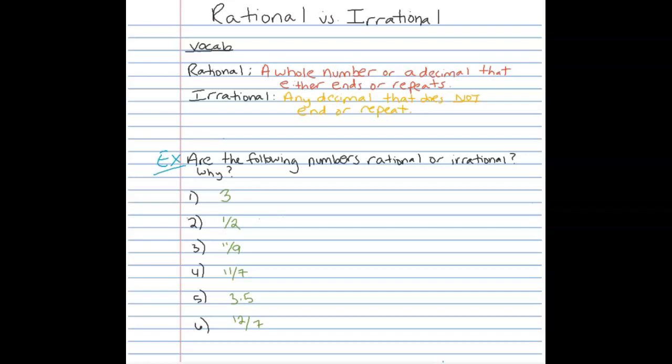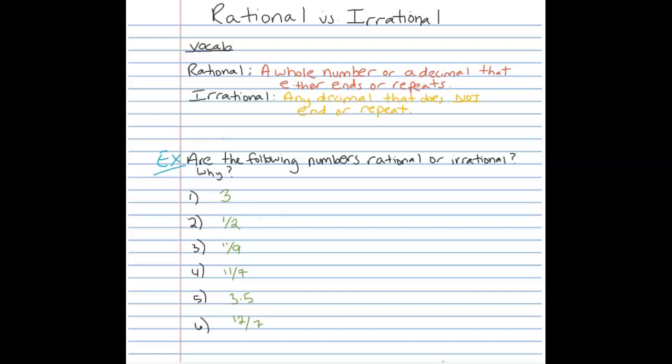You either have a whole number, 1, 2, 3, 4, that's rational. It could be a decimal that ends, so 0.5, 1.5, 3.3, or it could repeat. We'll see those examples right there. If it falls under one of those three categories, it is rational.